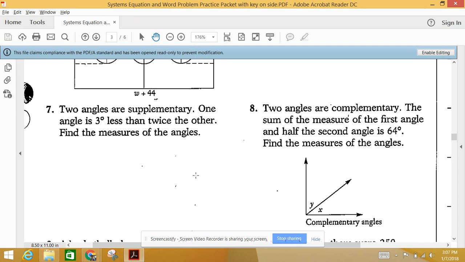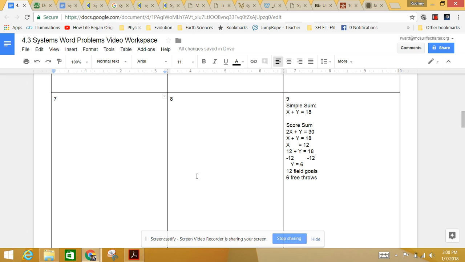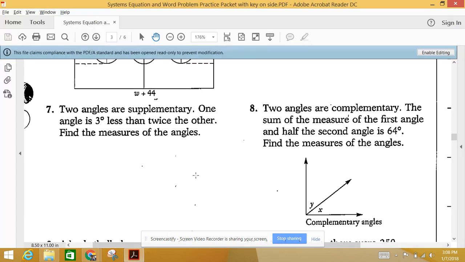All right, assuming you're back from pausing. Number 7 says two angles are supplementary. Supplementary means they add up to 180 degrees. So you already have one of your equations. We'll call x the first angle and y the second angle, and that means x plus y equals 180 because they are supplementary. I'll call this the supplementary angles equation.